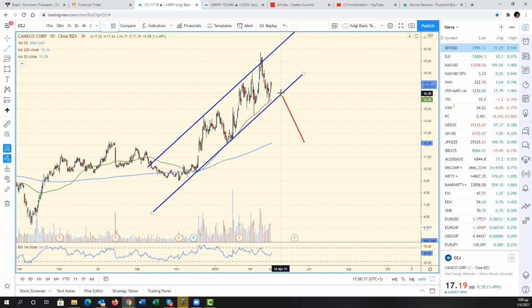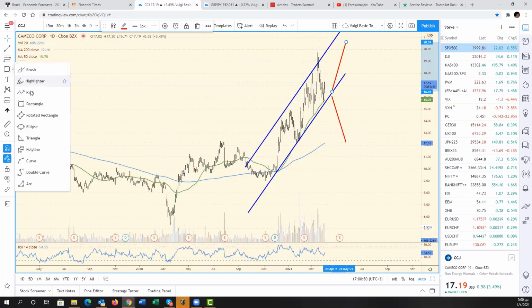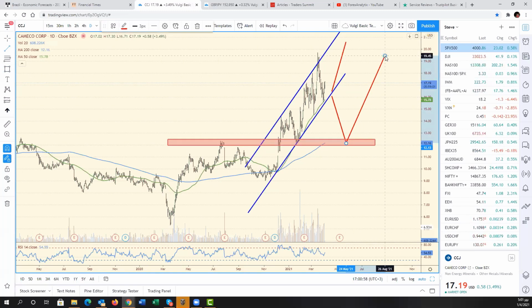So here it is. You want to buy it here. You have a good risk reward for a move higher. If we break through this channel, I would assume we're headed back. This is a nice support resistance area at 12 and change there, and then we can move higher from there. There you go.